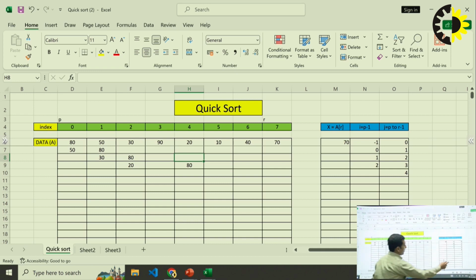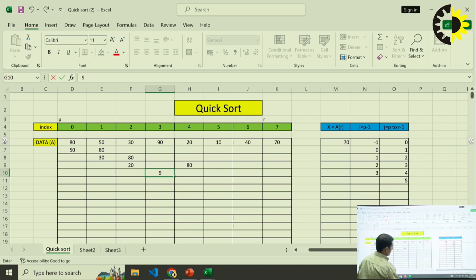Now increment this particular J, that is 5. At the position indicated by 5, the fifth index, that is 10, which is less than 70. What to do? Two steps again: increment the I, meaning 3, and swap the positions indicated by I and J, that is 3 and 5. At position 3 is 90, and at 5 is 10. So swap: 10 will come here and 90 will come here.